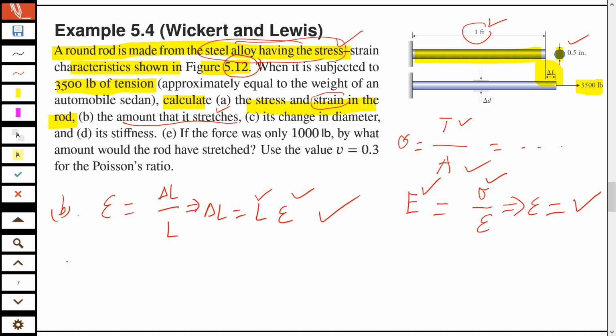Now C में क्या है? The change in diameter. Change in diameter के लिए क्या चाहिए आपको? Again, the Poisson ratio. Poisson ratio, you always can work it out. You have in the denominator the strain, and in the numerator you have something like strain for diameter, which is delta D over D. This means you can work out delta D, minus V. You don't need to memorize it. You can always work it out.